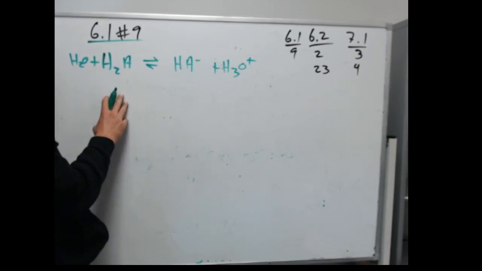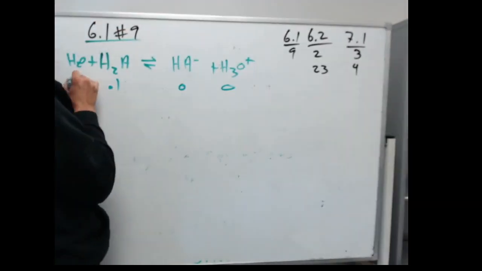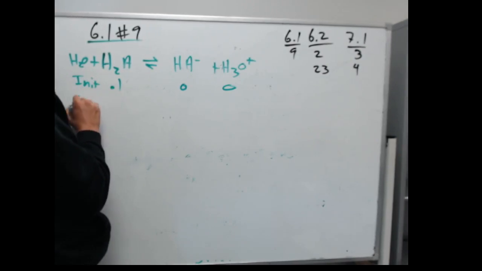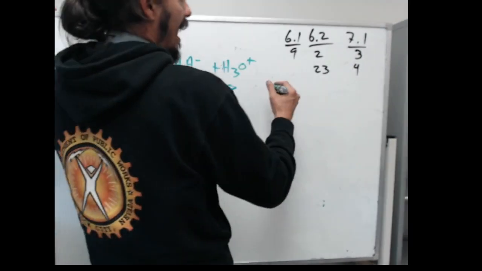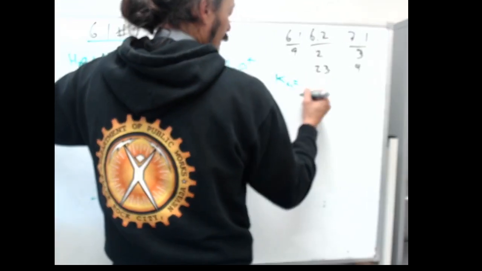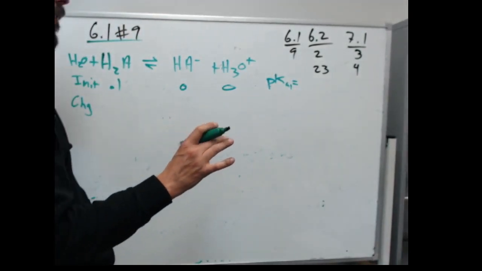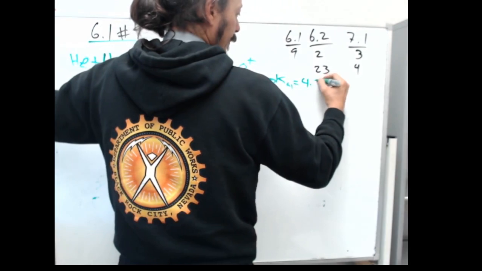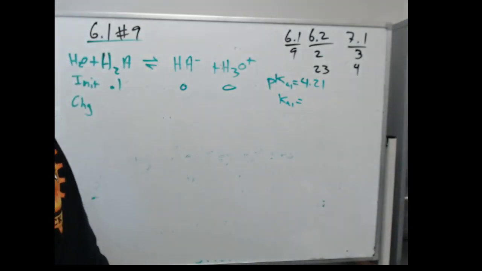What's our concentration of the acid at the beginning? I think it was 0.1. This is our initial. Notice this has no stoichiometry to it. It's just asking us to understand equilibrium in multiple different steps. What's our Ka value for this reaction? Would this be pKa2 or pKa1? This is the first proton being lost, so it'll be pKa1, 4.21, which I can turn into Ka1 by doing 10 to the negative 4.21.